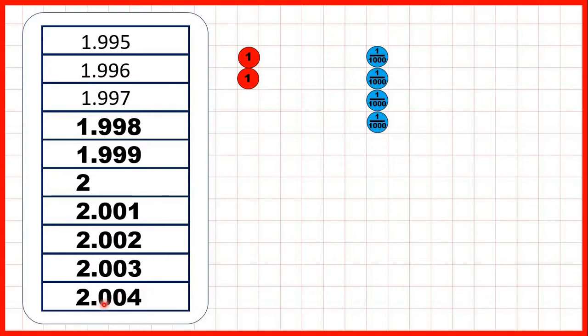And it's important that we remember to write zeros in our tenths and hundredths, because we're counting in thousandths, and the thousandths digit always has to be the 3rd digit after the decimal point.